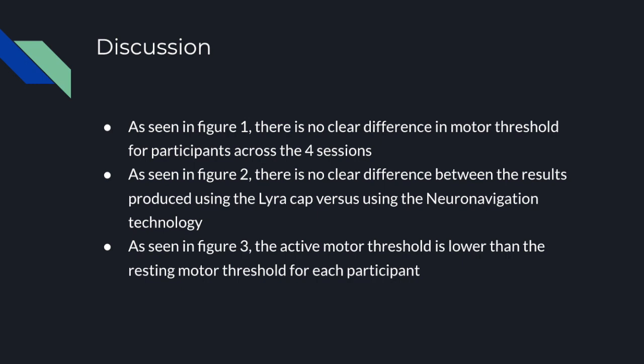As seen in figure 1, there's no clear difference in the motor threshold results for participants across the 4 sessions. This helps to validate our intersession reliability. As seen in figure 2, there is no clear difference between the results produced using the Lycra cap versus the neuronavigation technology. This shows either the Lycra cap or the neuronavigation system can be used to produce reliable results, although further testing needs to be done to assess whether using both methods together produces more accurate results. Lastly, as seen in figure 3, the active motor threshold is lower than the resting motor threshold for each participant, which is what we expected.